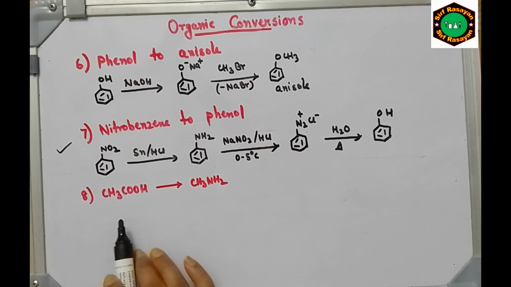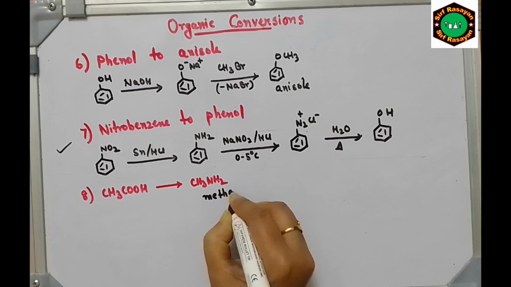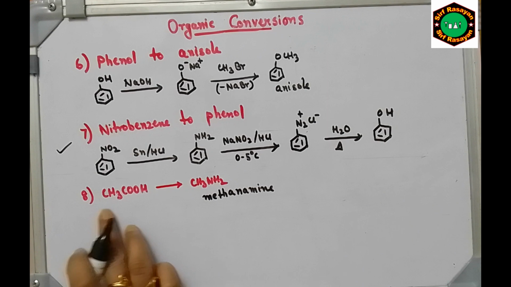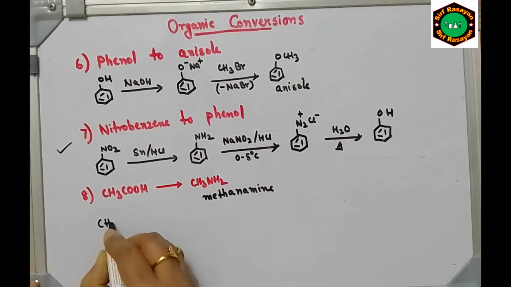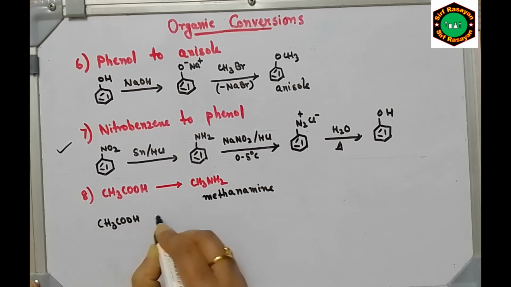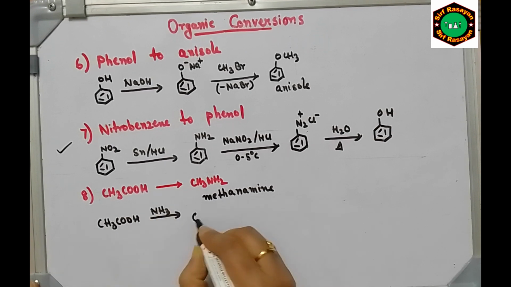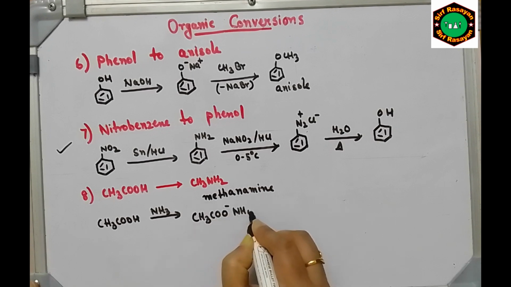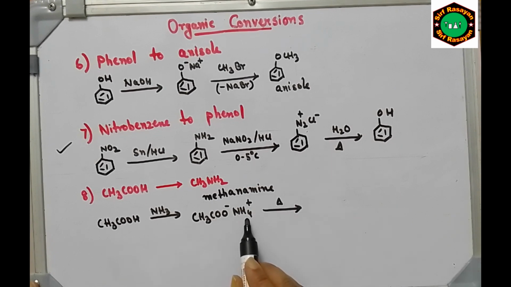Next, how you will get acetic acid to methanamine. So you can see here 2 carbon atoms are there. Here only 1 carbon atom is there. So you have to do stepping down. How you will do? If you are having acid, you treat it with ammonia. So acid and base. So what you will get? Ammonium salt. If you heat this one, then removal of water will take place.